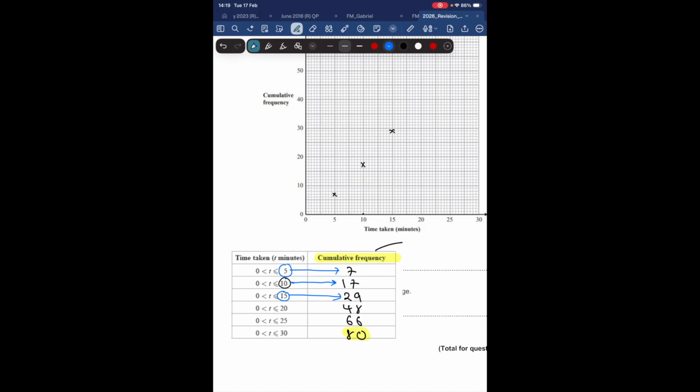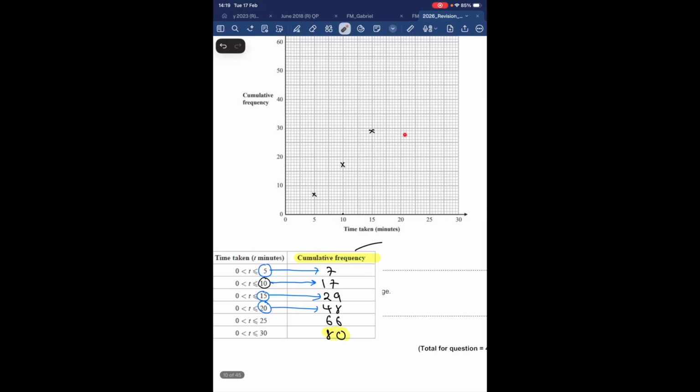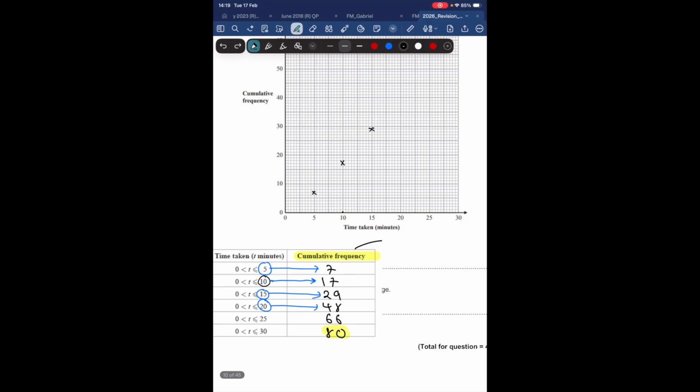Our next point, we're going 20 units across, 49 up. It's going to take us somewhere up here, just above. So 20 across, 49 up, takes us about there.